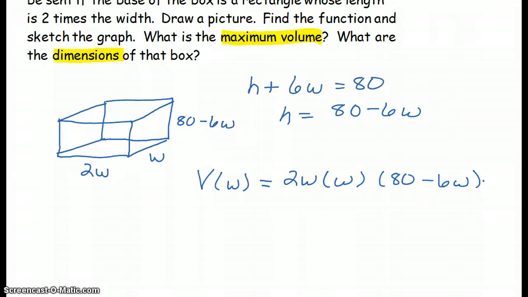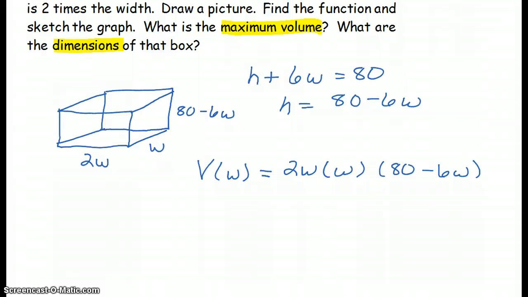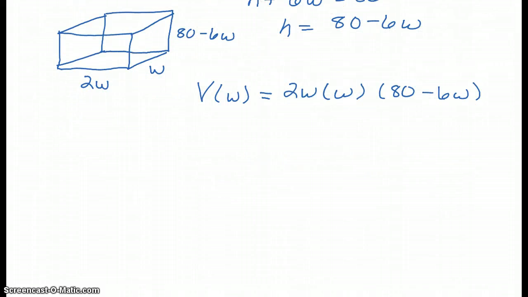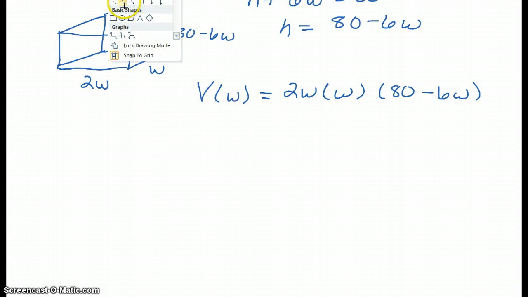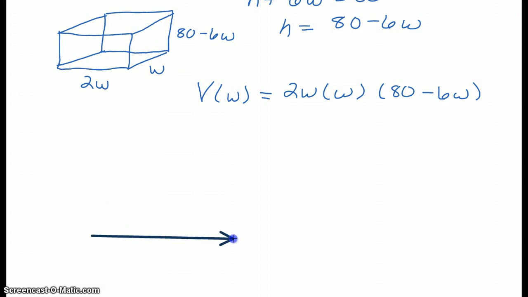Then, just like we've done in the past units, we're going to find the window that best fits our data. And we're going to think about, if we're talking about a box, can we possibly have negative widths and lengths or heights? No, so we know it's not going to be negative. So we can actually make our graph just in one quadrant. So I'm going to draw my graph. And I just need one quadrant.